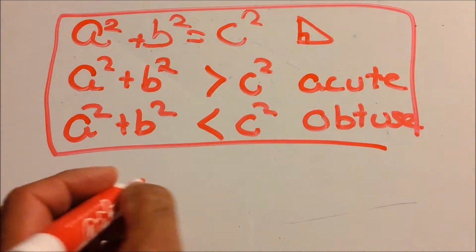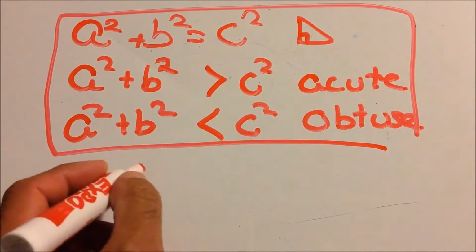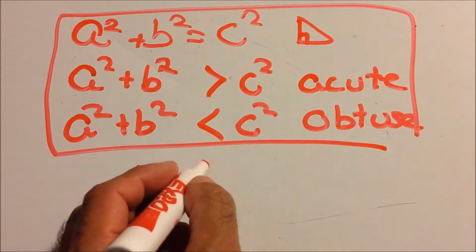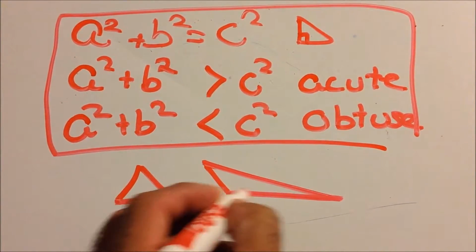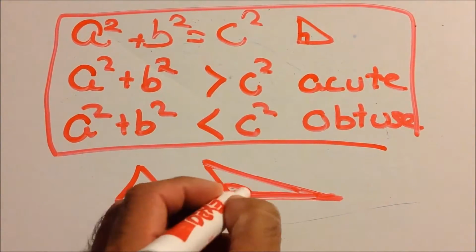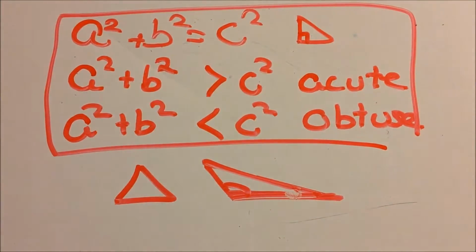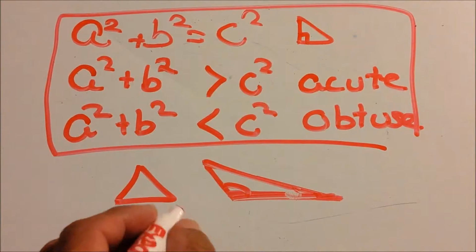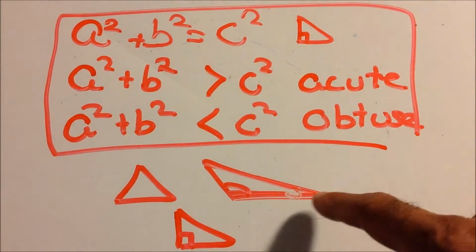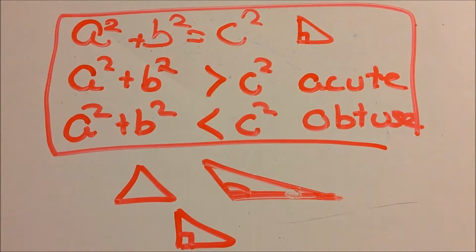So just to review, we know an acute triangle, and an obtuse triangle has a 180-degree angle to it. We know a right triangle has a 90-degree angle, an obtuse triangle has a 180-degree angle, and there are no angles greater than 90 degrees in an acute triangle.